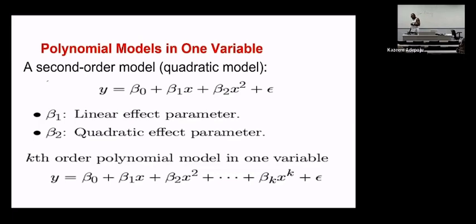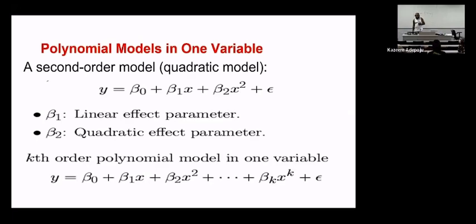Now, what is beta 1? The beta 1 here is a linear effect parameter. Why is it called the linear effect? That is the slope when you are talking about the linear aspect. But beta 2 here is the coefficient of x squared, right? That's the quadratic effect parameter. So in a second order polynomial in one variable, we want to estimate the linear effect parameter, and we also want to estimate the quadratic effect parameter.